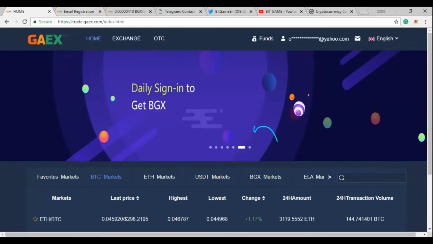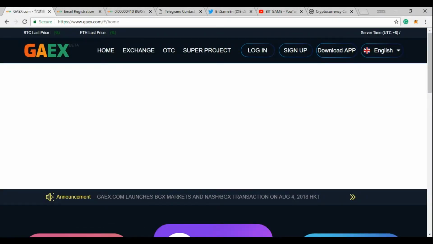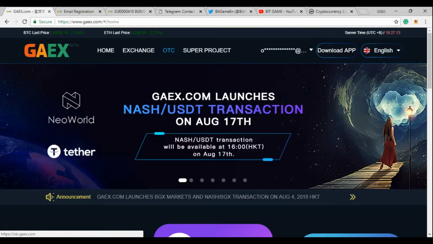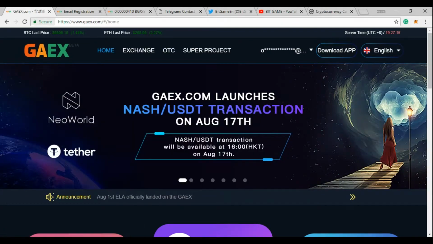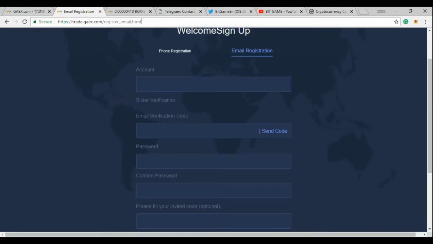Now, one of the things you may also need to do is to register. Let me show you how to register. So when you go to gaex.com, all you are going to see is sign up or sign in. All you need to do is to sign up if you don't have an account. You're going to click on sign up, and this is the form it's going to bring out for you.